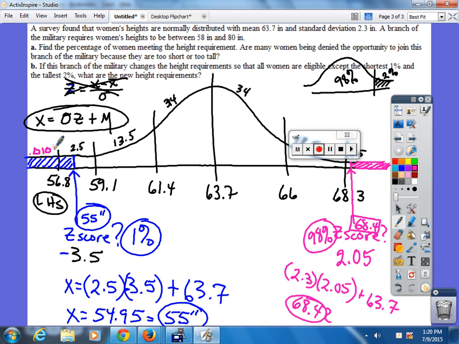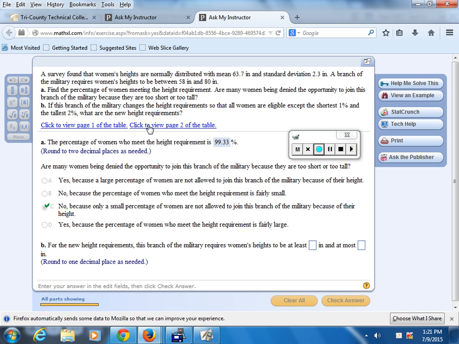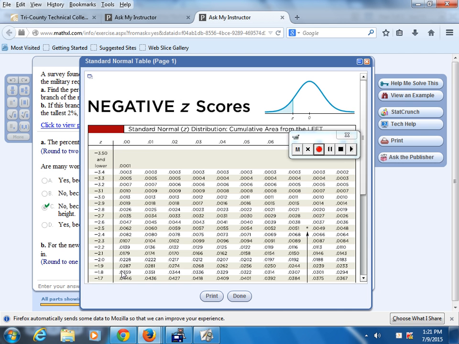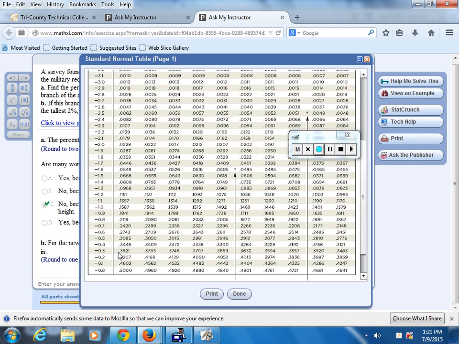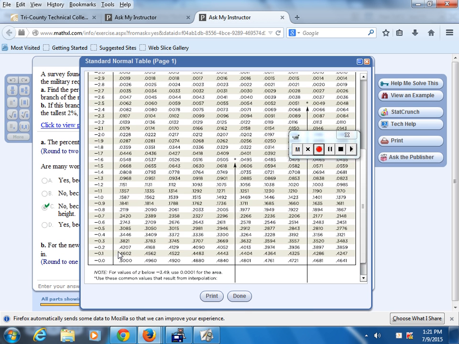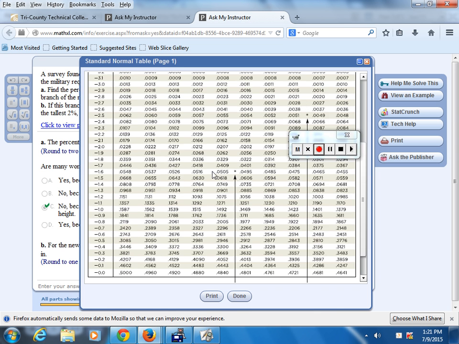Somebody look that z-score up. Well, I'll look it up, if I can find it. 0.01 is 0.4960. Is that right? Oh, that can't be right. Oh, I'm looking at the area. Thank you.